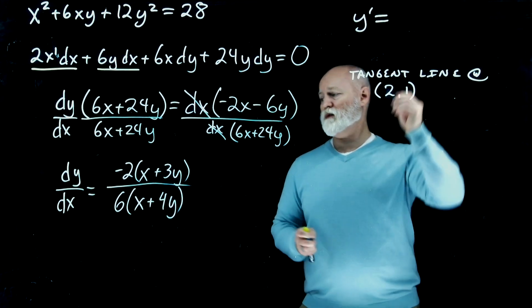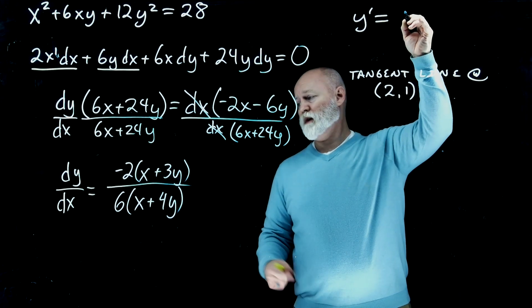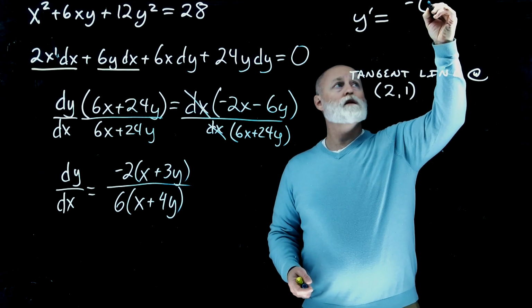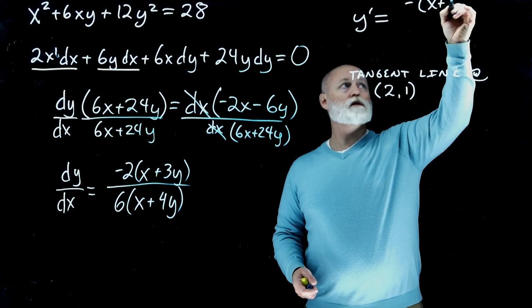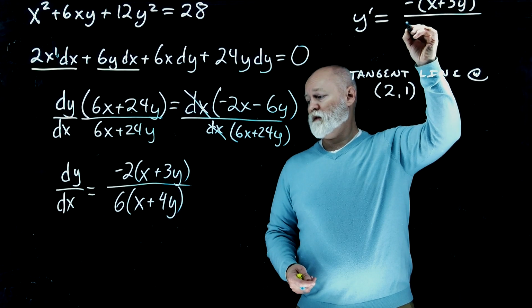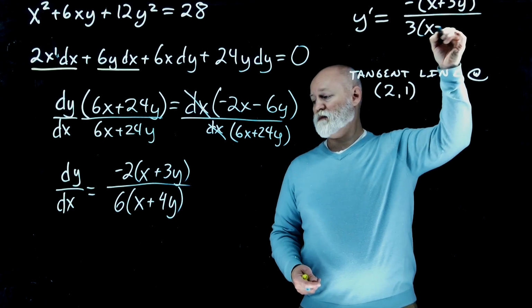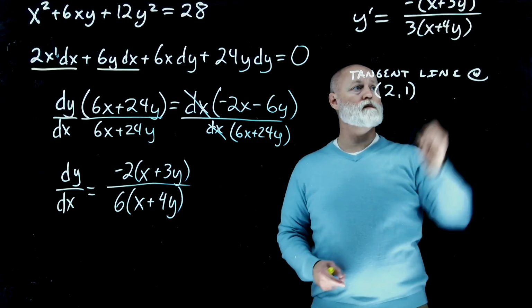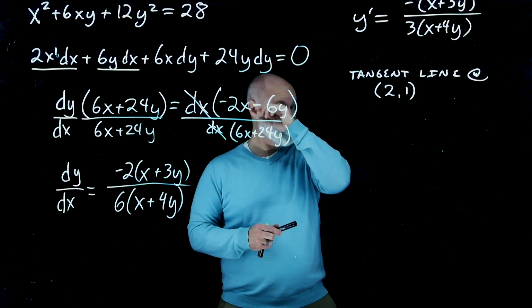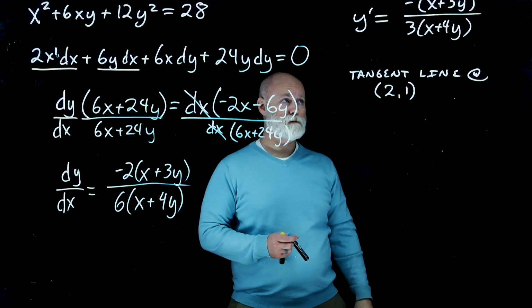So now we have dy, and we can go ahead and simplify that a little bit more into 1/3 if you want to. So it's negative x plus 3y over 3 times x plus 4y, right? So there's that first derivative for us, right?